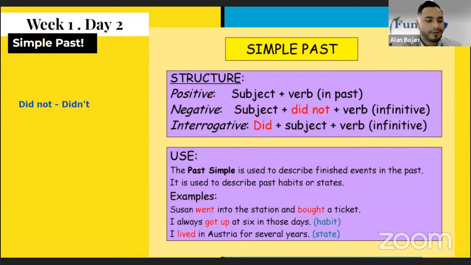I did not get up at 6 in those days. But someone who is used to speaking English a lot will say, I didn't get up at 6 in those days. Phrasal verbs make the difference also. We will learn about that. But it's not formal or informal. It's the same meaning, but one is shorter, one is longer.